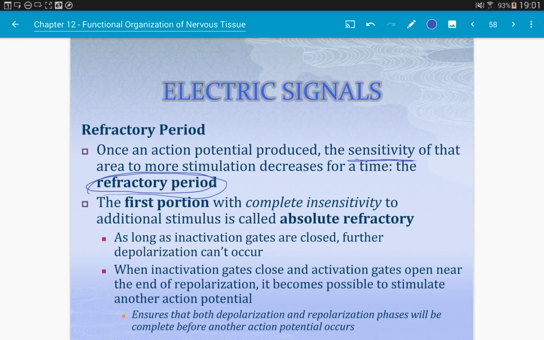And there are 2 stages to your refractory period. So right here, the first part, well, that's a 1. You have complete insensitivity, which means no matter what, you are not going to be able to stimulate that cell and generate an action potential. Nothing can make it do it. Okay? So complete insensitivity.